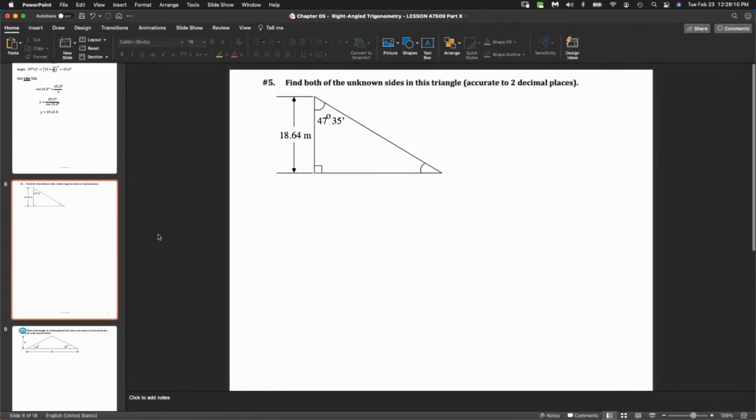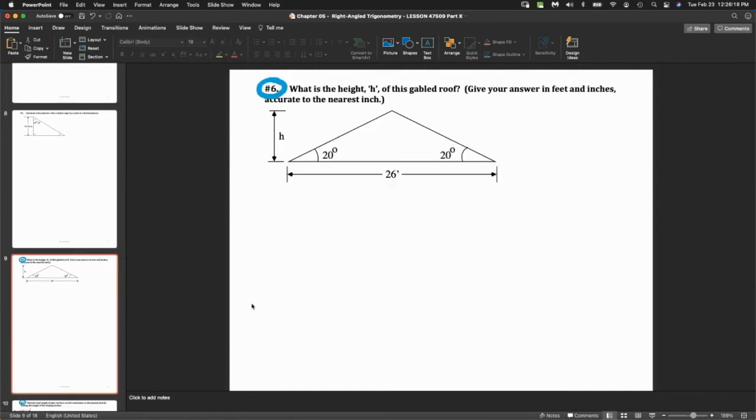Ooh, one more. Oh no. Okay, we're gonna skip this one, because it's the same as the first question. It's just finding both sides, and I didn't label it. We're gonna go over to question number 6. It says here, find the height h of this gabled roof.